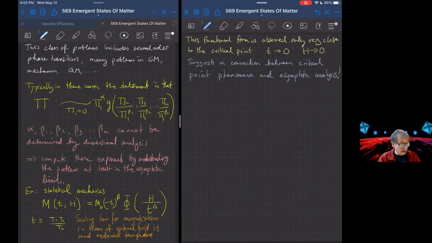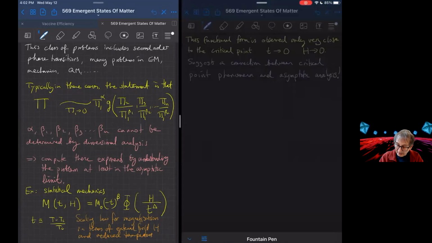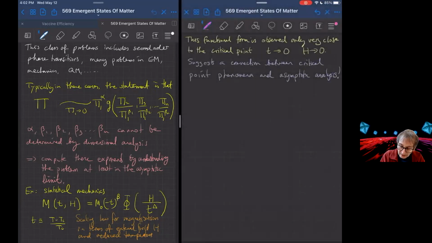And in fact, there's an absolutely deep connection, and in fact, one of the things that we were able to show was that all of asymptotic analysis, and in particular singular perturbation theory, which includes boundary layer theory, multiple scales analysis, WKB analysis, matched asymptotic expansions, all of these things are special cases of the renormalization group.